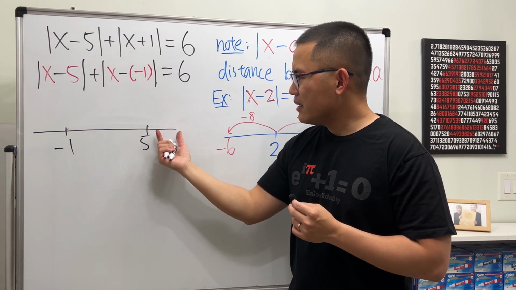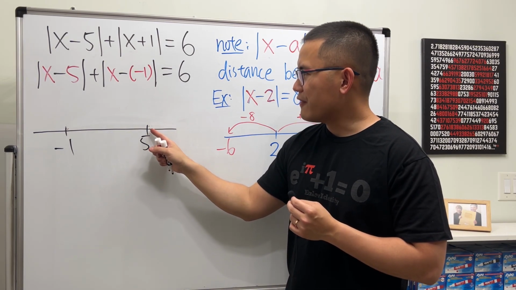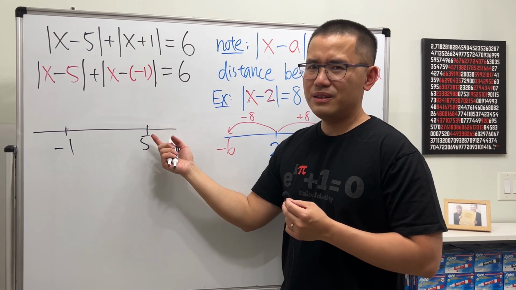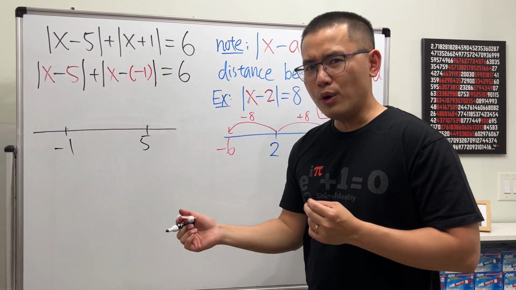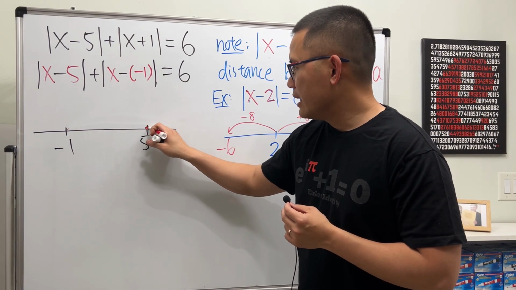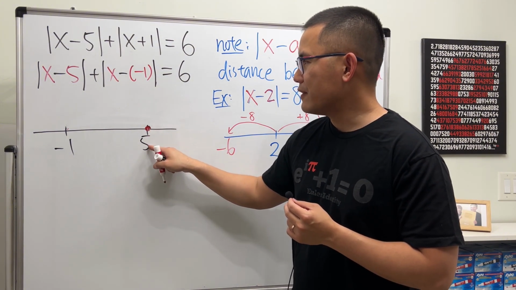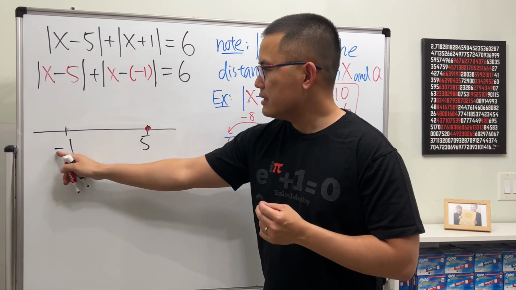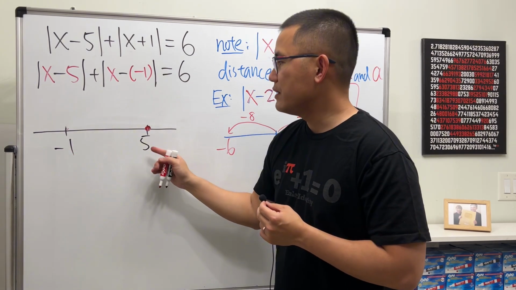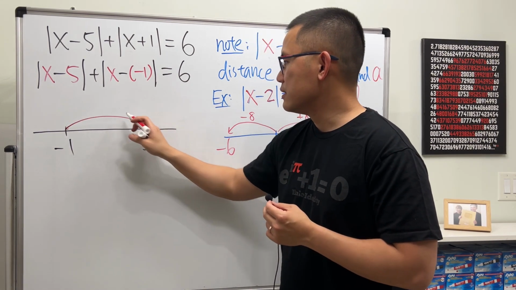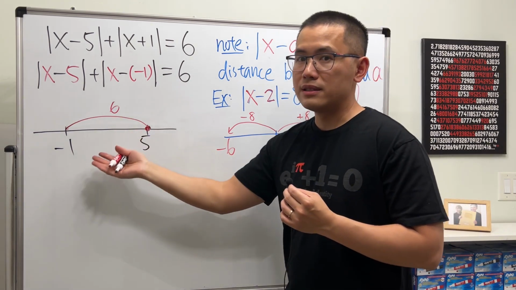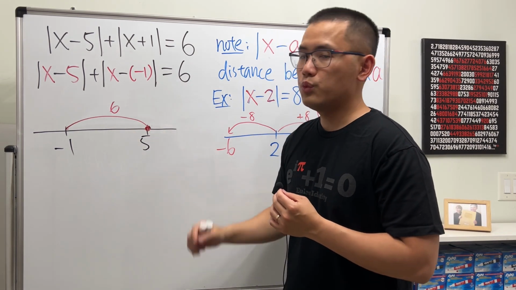So where can x be though? If it's right here, let's say at 5. No. Well, actually 5 works, right? Have a look. If x is at 5, then the distance between 5 and 5 is just 0. The distance between negative 1 and 5, from here to here, is 6. Okay? 0 plus 6 is 6, so x equals 5 does work.